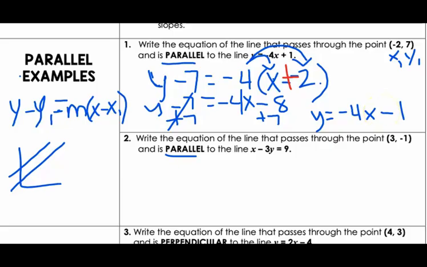Now same thing here, but this one's a little tricky because this one's in standard form. Remember now, standard form has the x and the y on one side, and y-intercept form is this one right here, where the y is by itself. So this one's going to take an extra step. We're going to have to move the x over.